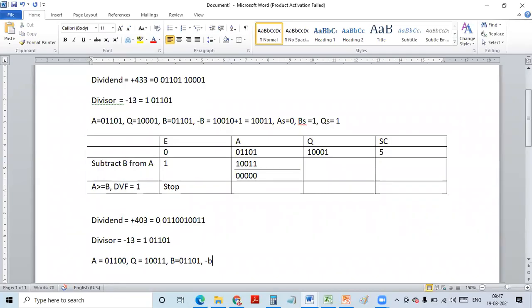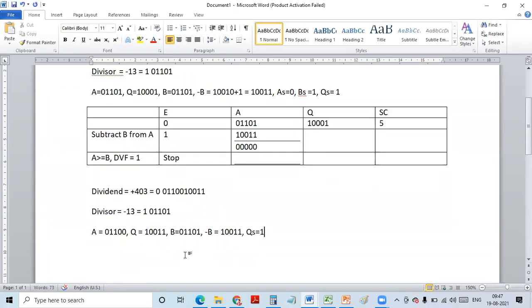Anyway, two's complement of minus B is 1, 0, 0, 1, 1. The remaining everything is same because AS is 0 and BS is 1, so your QS quotient sign is 1. And what about the remainder sign? The sign of the remainder is the sign of the dividend itself, which is nothing but AS. It is not updated. The quotient sign is the XOR operation of AS and BS, and the remainder sign is the same as the sign of the dividend.